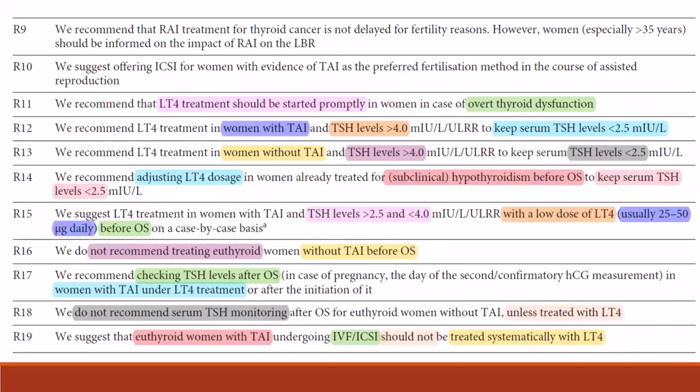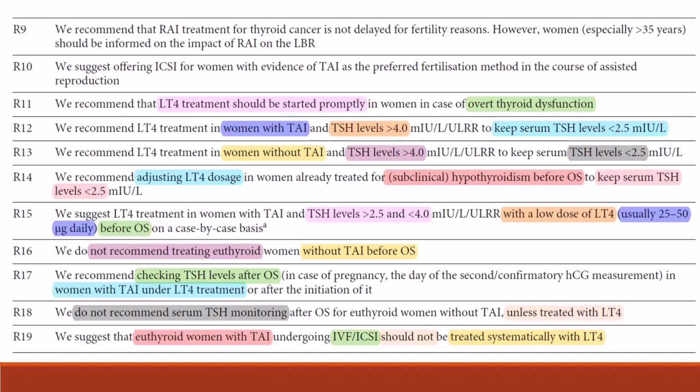And levothyroxine treatment should be started promptly in a woman in a case of overt thyroid dysfunction, and also in a woman with thyroid autoimmunity. So thyroid autoimmunity means TPO is positive or anti-TG is positive, and the TSH is more than 4. In this situation, we recommend keeping TSH less than 2.5.